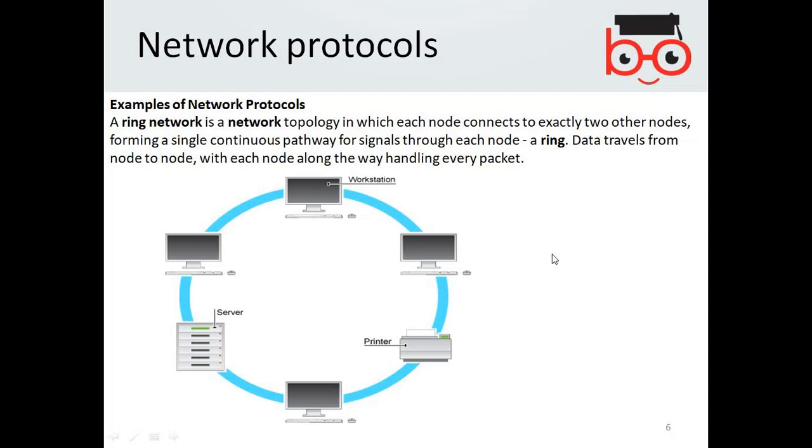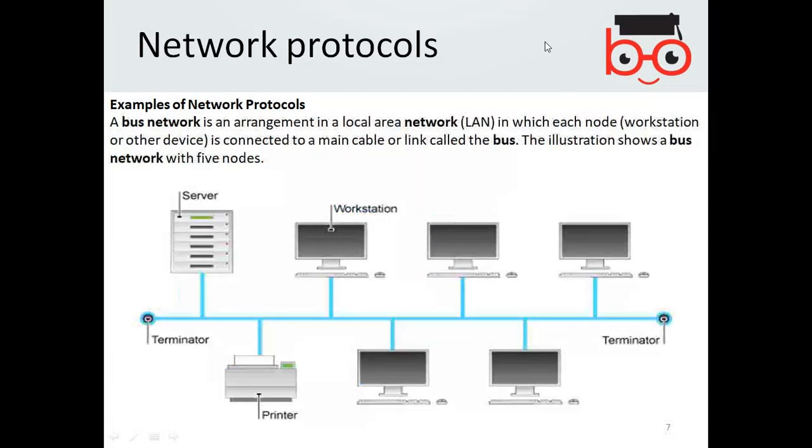Now, a bus network is an arrangement in a local area network in which each node, workstation or other device is connected to a main cable or link called the bus. The illustration shows a bus network with 5 nodes. So you can see that it looks like a bus network and each device is connected.